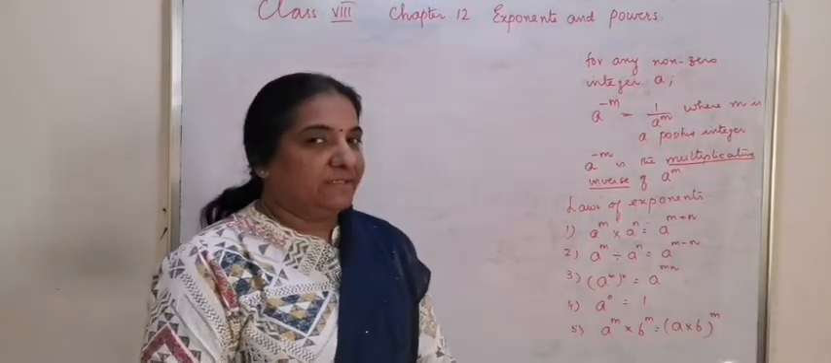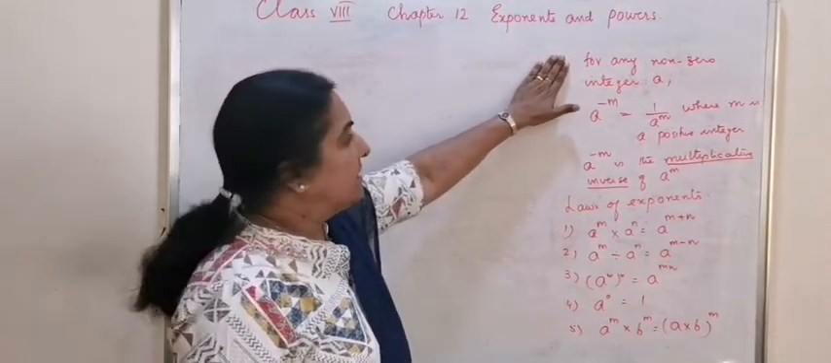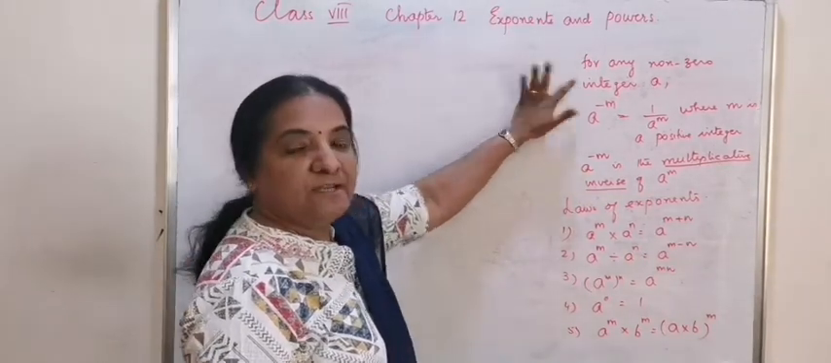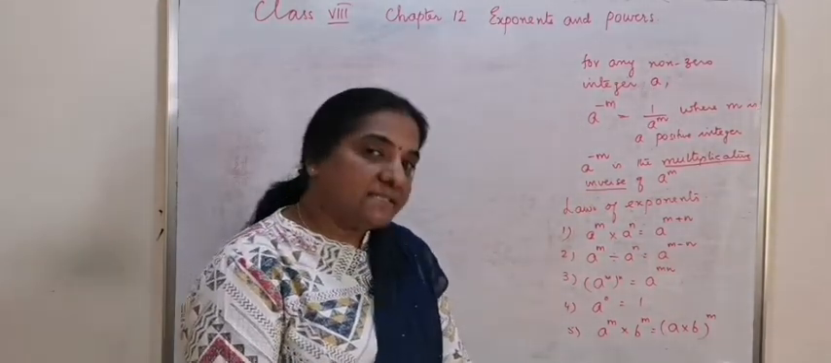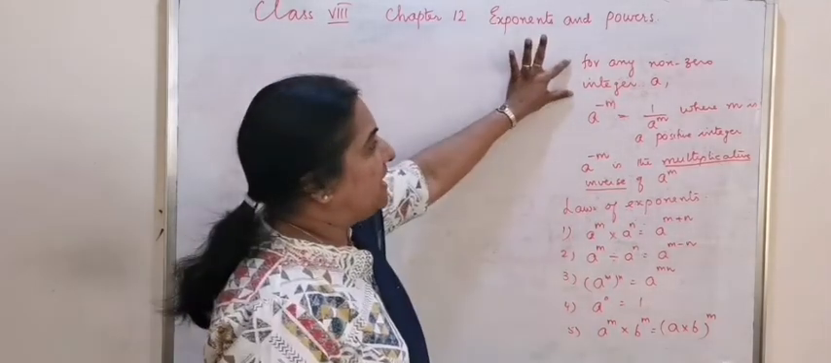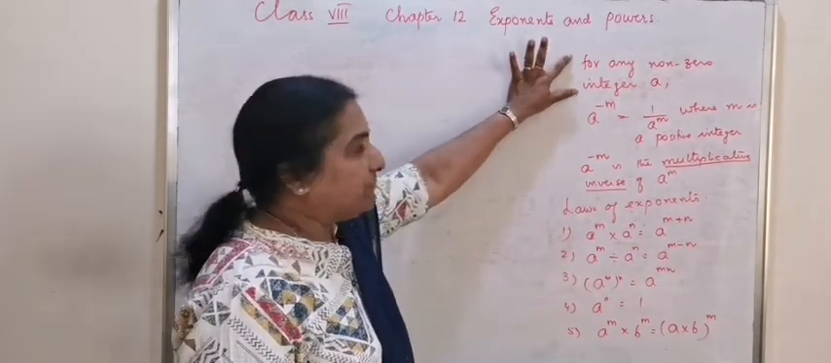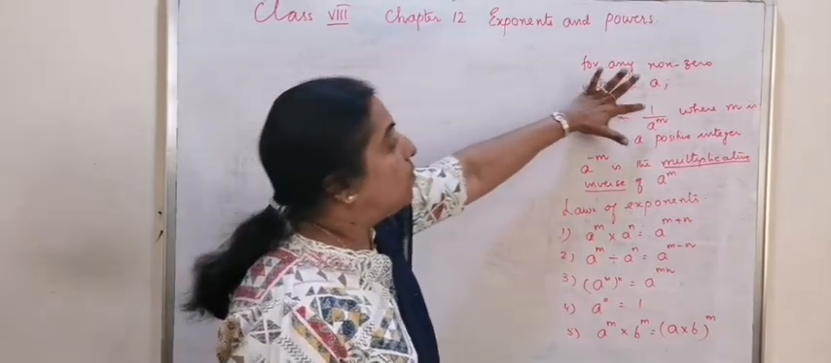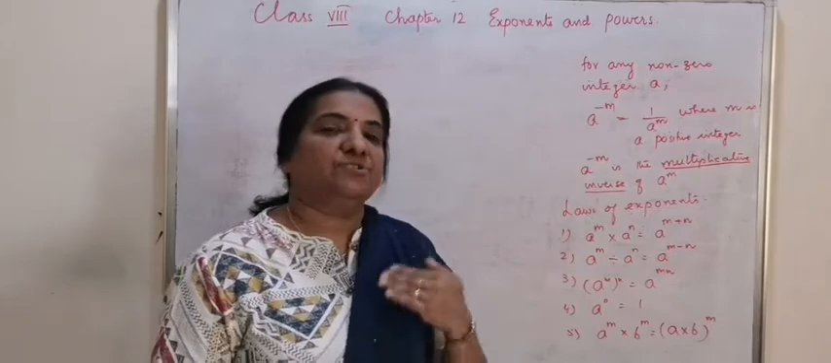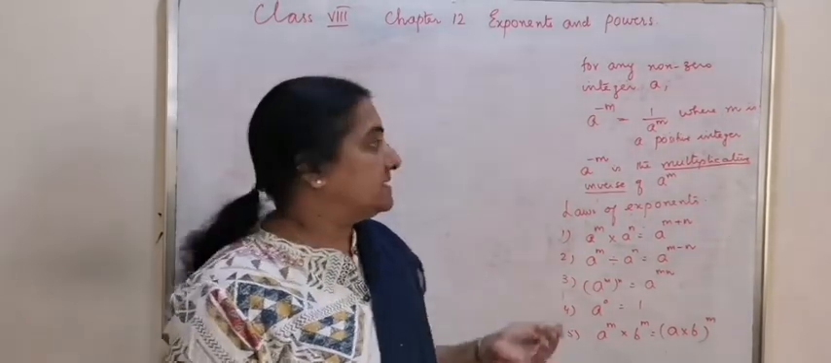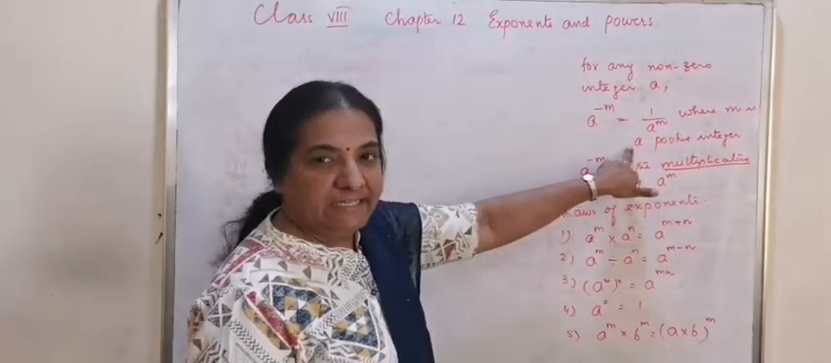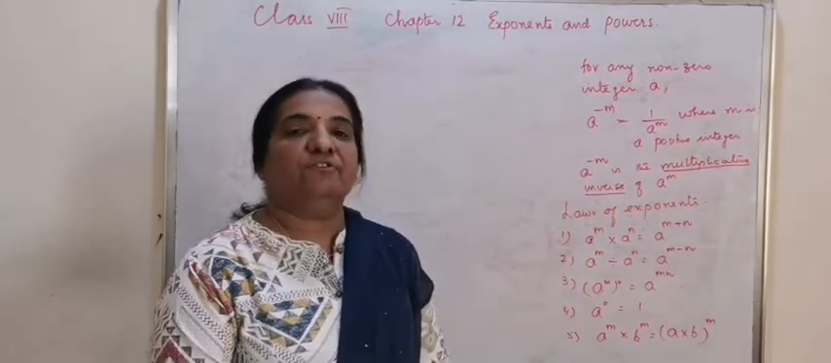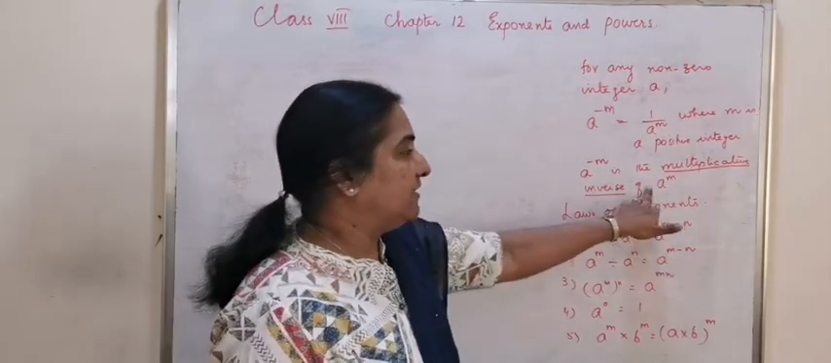Thus, as a general note, you can understand these points. For any non-zero integer a, that means for any value of a other than 0, a to the power of minus m is the same as 1 by a to the power of m. That is, you are taking the reciprocal of the base, where m is a positive integer. We also call a raised to minus m the multiplicative inverse of a to the power of positive m.